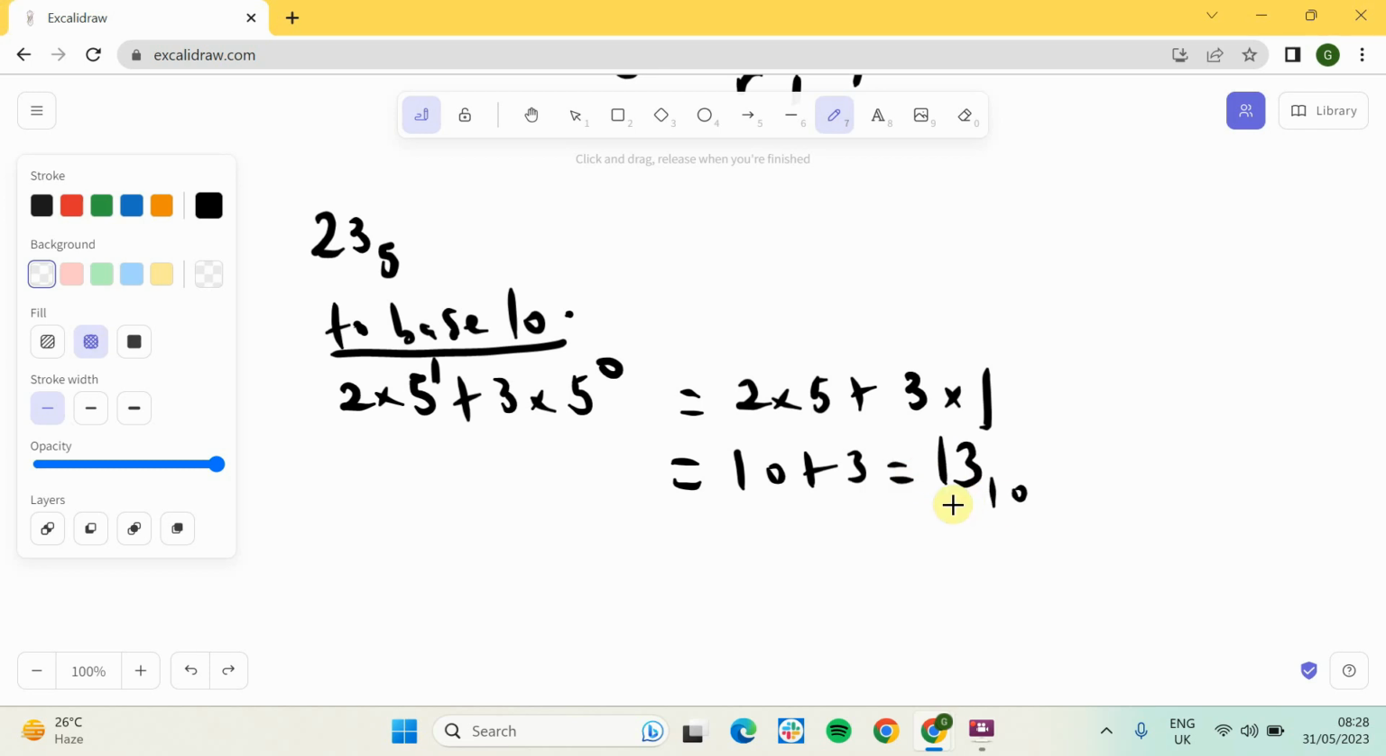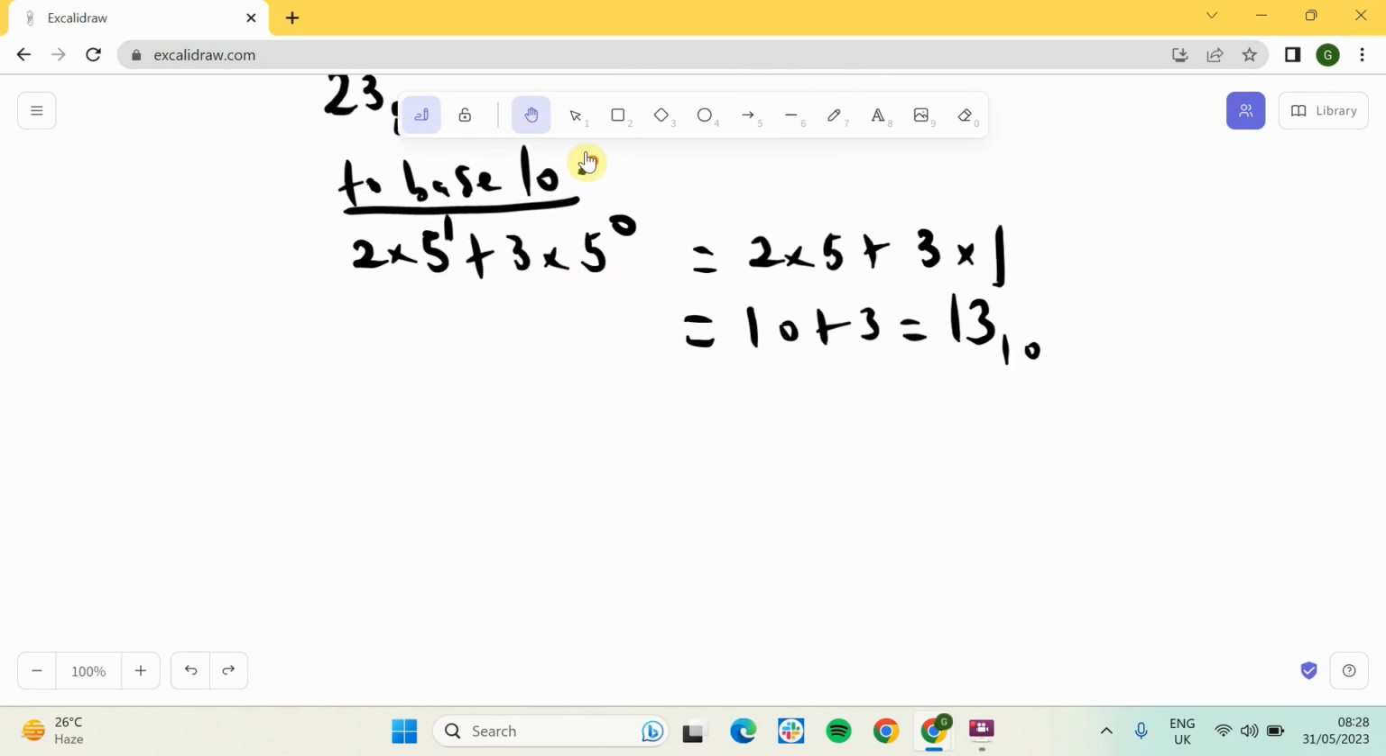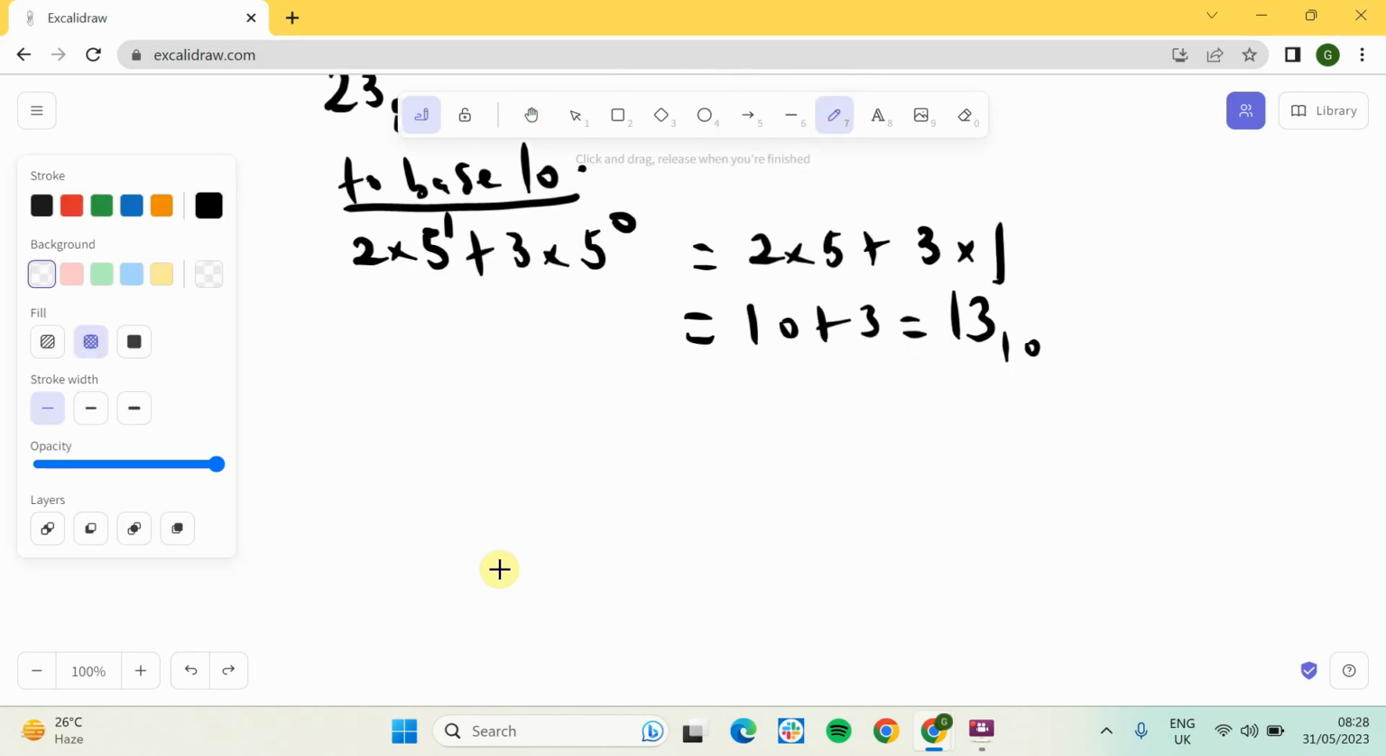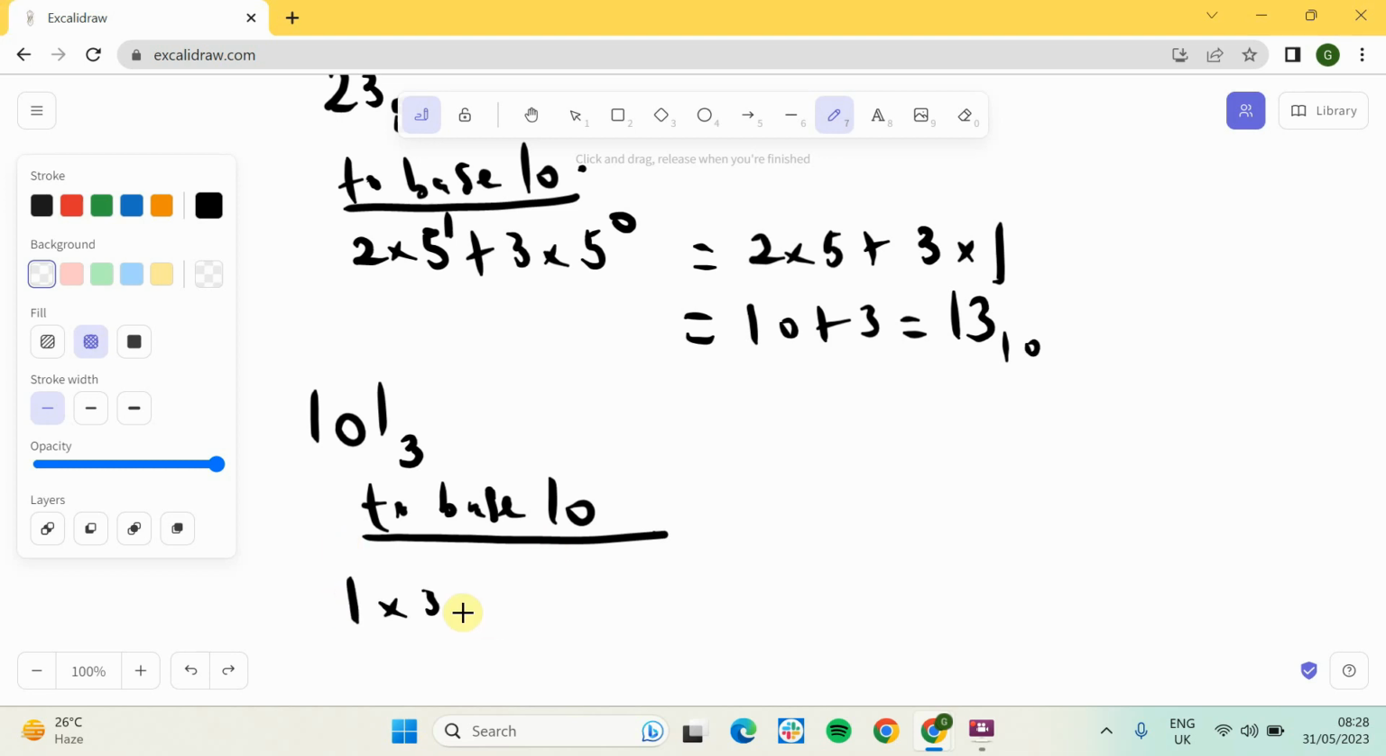Great. Now the other value is 101 in base 3. Normally it's a trap question, because when you see 101, you always think that it's base 2. So you must always be careful not to assume. So this is 101 in base 3. Converting it to base 10, that would be 1 times 3 plus 0 times 3 plus 1 times 3, and we give them the powers 0, 1, 2.